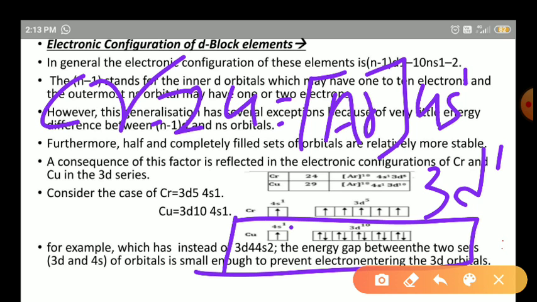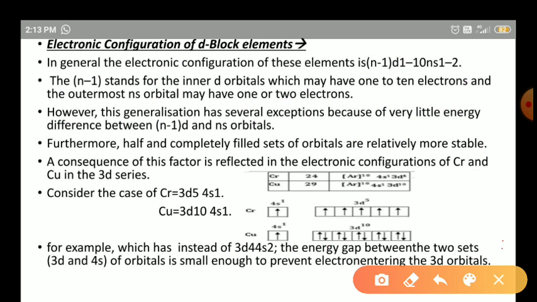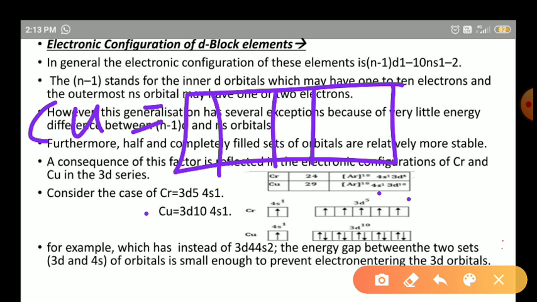So here the electrons are half filled in the d orbitals. And one more, the copper, the atomic number is 29, argon, 4s1 and 3d10. Here in the copper, the d orbitals are completely filled.